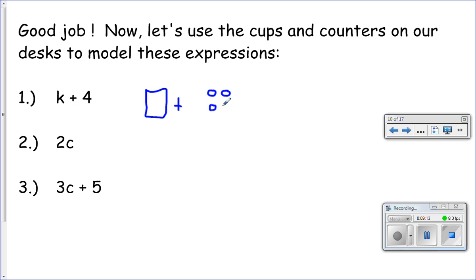So try this at home. Okay, you may not have the cups and the counters. If you have cups and counters, you can certainly try it out, like we did on the previous slide. Otherwise, just do a diagram like this one here, and then we'll go over it tomorrow.